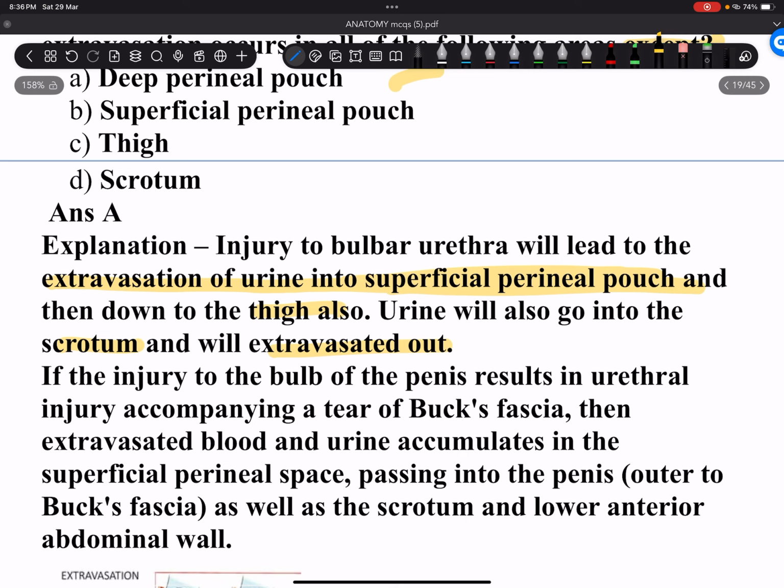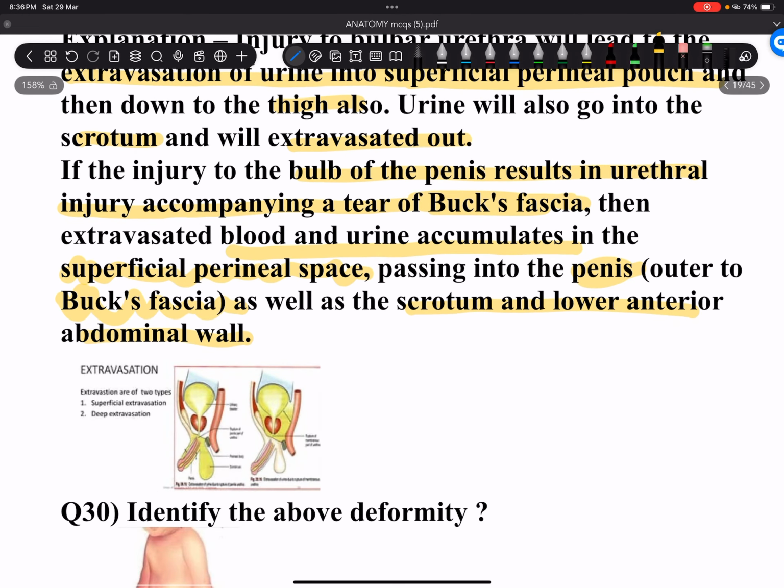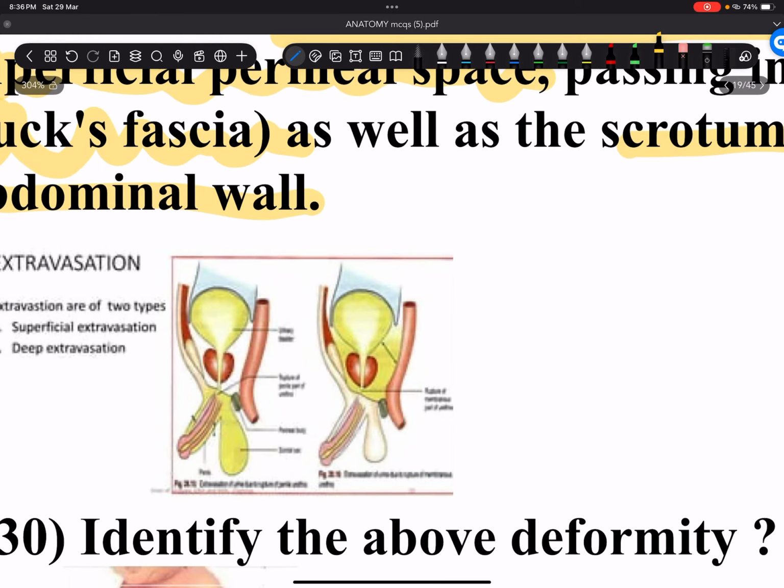If the injury to the bulb of the penis results in urethral injury accompanying a tear of Buck's fascia, then extravasated blood and urine accumulate in the superficial perineal space, passing into the penis, Colles fascia, as well as the scrotum and lower anterior abdominal wall. So you can see this diagram also.